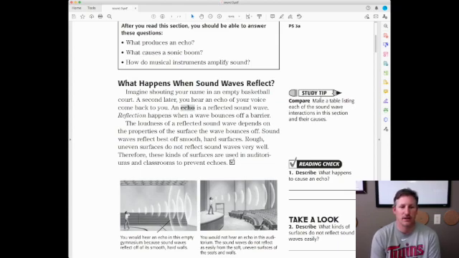Sound waves reflect off smooth, hard surfaces. So rough, uneven surfaces do not reflect sound waves very well. Therefore, these kinds of surfaces are used in auditoriums and classrooms to prevent echoes.